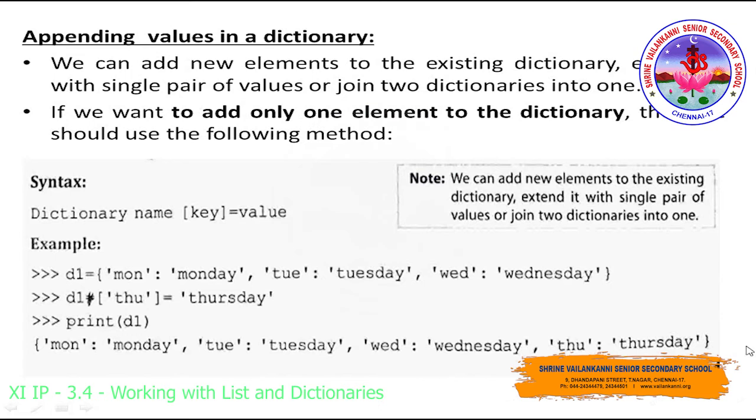So appending is much similar to adding a value to a dictionary, right? But to the existing dictionary, you can add it. Got it? Even to add values to the empty dictionary also, we will be following the same method.